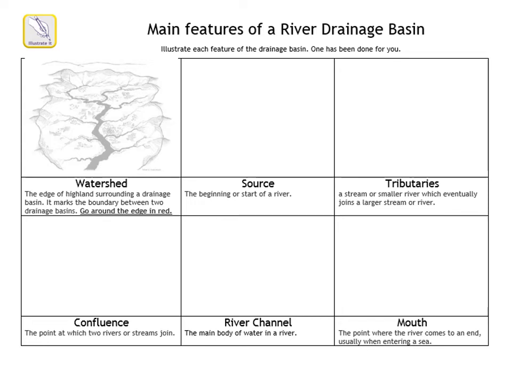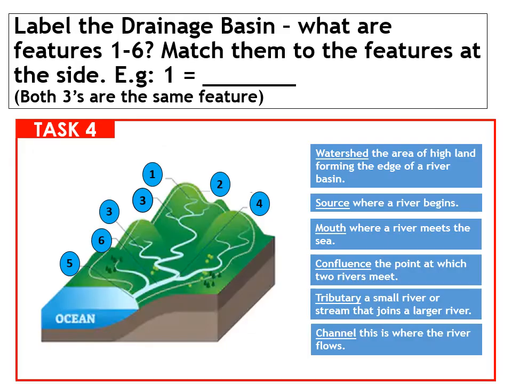Okay, so if you're finished, you can move on with me. So task 4, and this is actually one of our last tasks, as I said, it's a nice short and sweet lesson. Label the drainage basin and what are the features 1 to 6. So I've got features 1 to 6 labelled here. 3 and 3 are the same, I haven't done that accidentally. There are two 3s, but they're the same one.